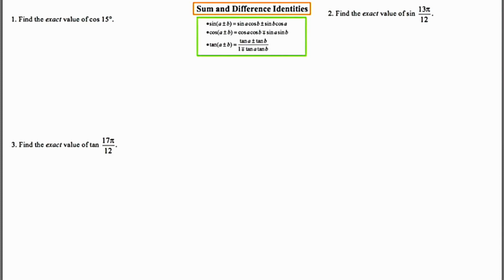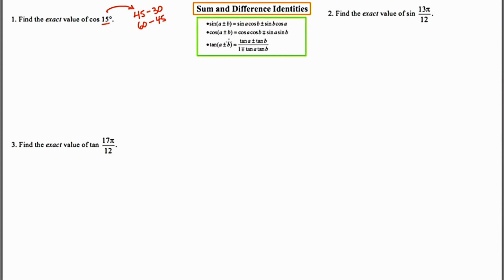So what we're going to do is take an angle like 15, as we see in example 1, and express it as the sum or difference of two angles which are benchmark angles. For example, for this first question, the cosine of 15, we can think of this 15 in a number of different ways. We could think of 15 as 45 minus 30. We could think of the 15 as 60 minus 45. So by looking at this angle as some combination of other benchmark angles that we already know, we're able to get the exact value without having to use a calculator.